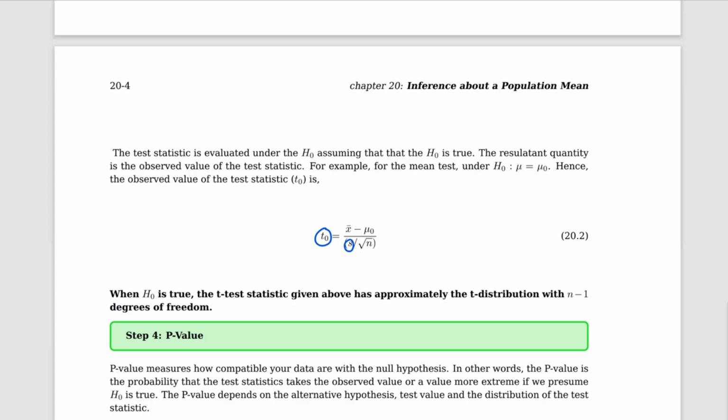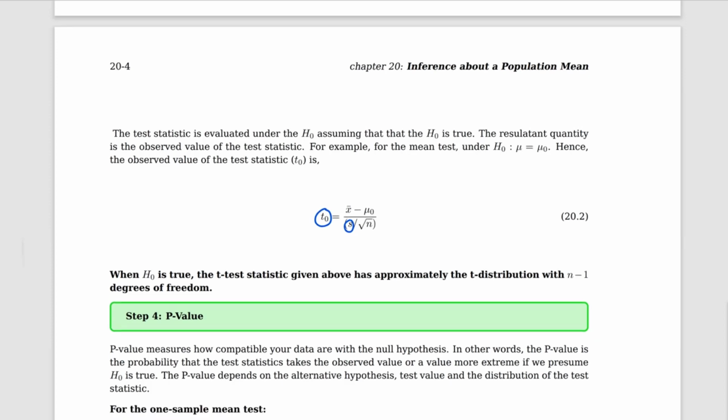When you know the sigma, you use the Z table. When you don't know the sigma, or sigma is unknown, then you use the T table. Sometimes you have a data set, but sigma is given. Understand that? Sigma is given. Then you use the Z table. Okay? If sigma is known, use the Z table. Not this one. Right.